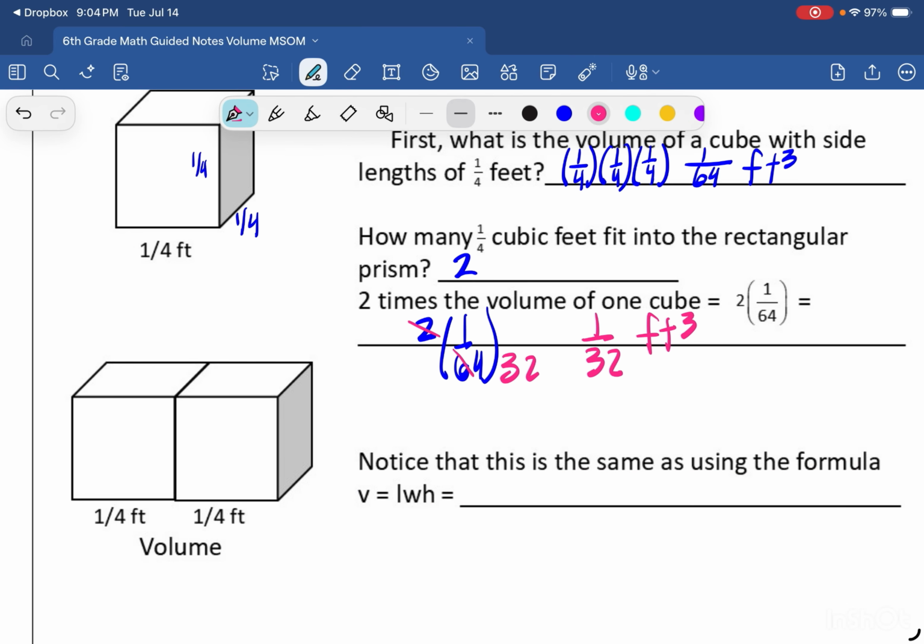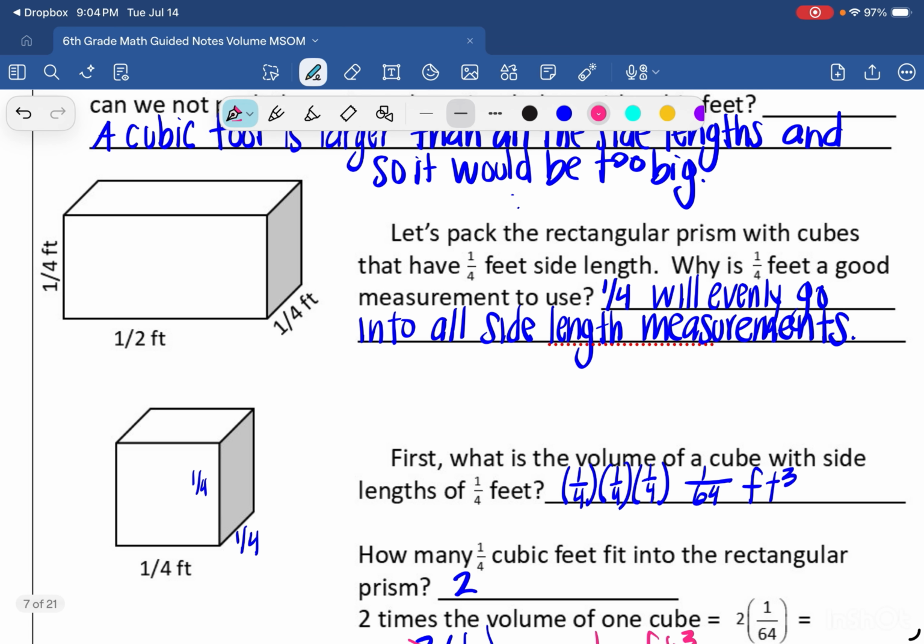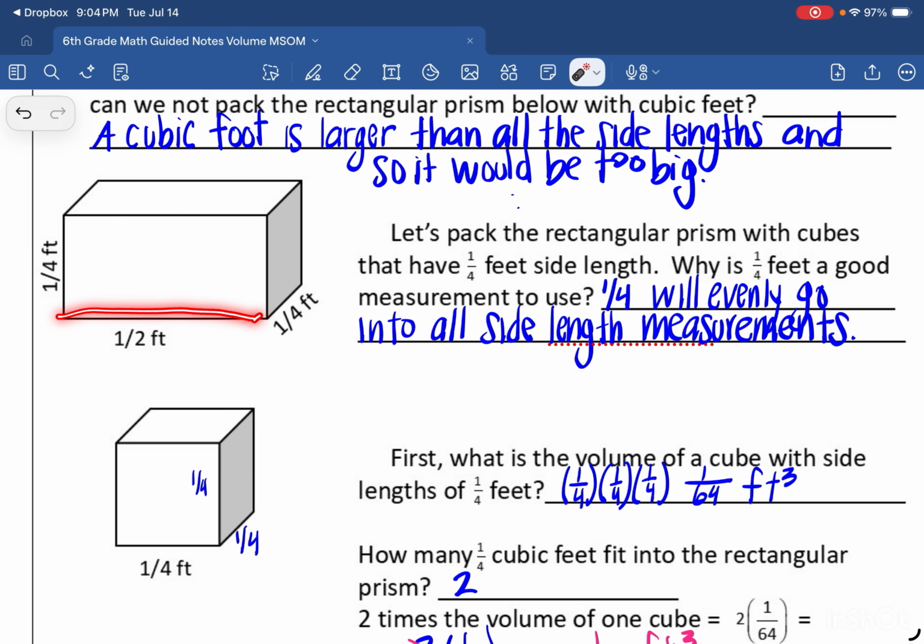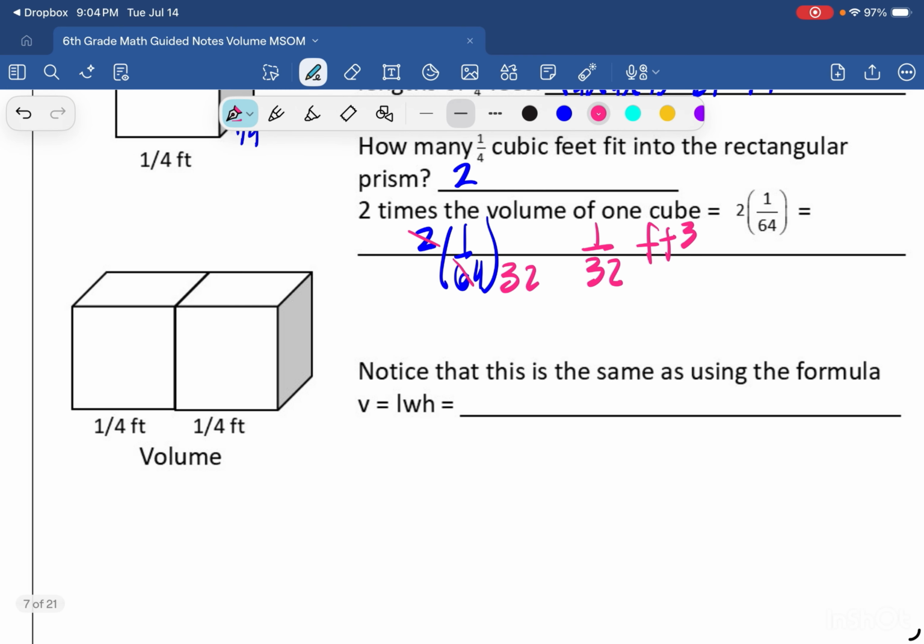Notice that this is the same as using the formula volume equals LWH. So going back up here, my length is 1/2, my width is 1/4, and my height is 1/4. If I just use that formula, length, which is 1/2, times height, which is 1/4, times width, which is 1/4, that gives me 1 times 1 times 1, which is 1. 2 times 4 is 8, times 4 is 32. So I can also just calculate it by length times width times height.